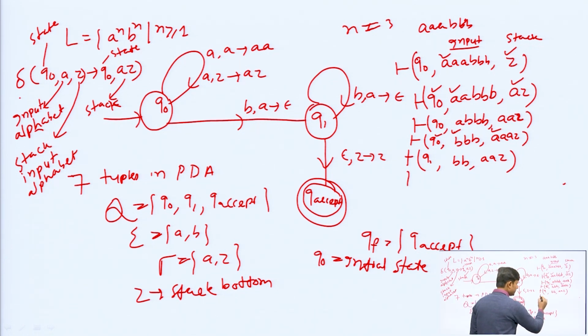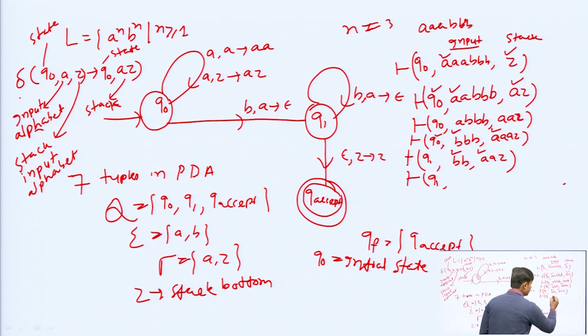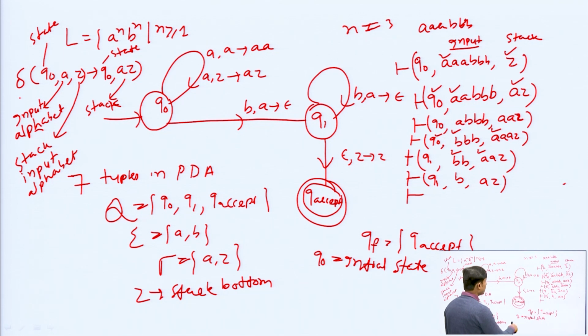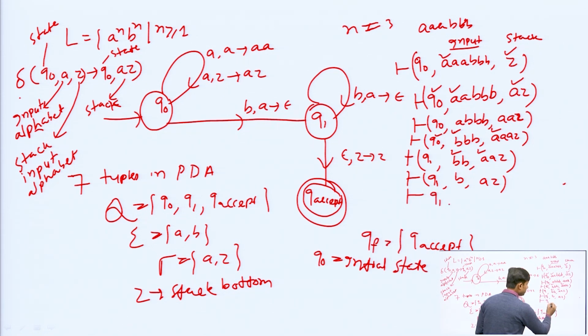Then again in Q1, see here, the input is B and the stack top is A. Again it stays in Q1 and pops A from the stack, leaving B and stack AZ. Then again we are in the Q1 state, the input is B and the stack top is A. Again you have to pop another A from the stack, and now the stack is empty except for Z.